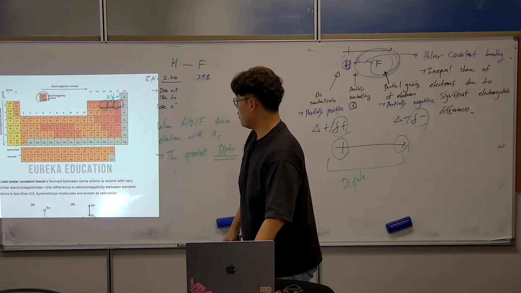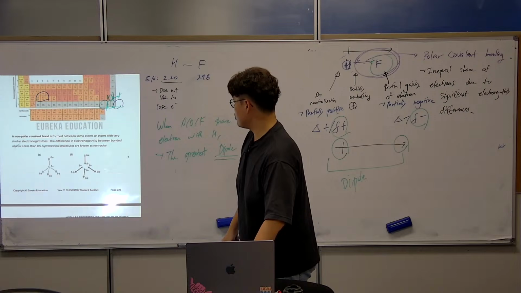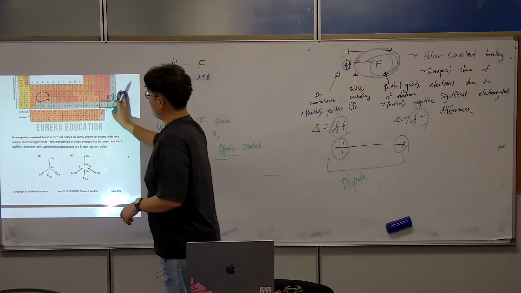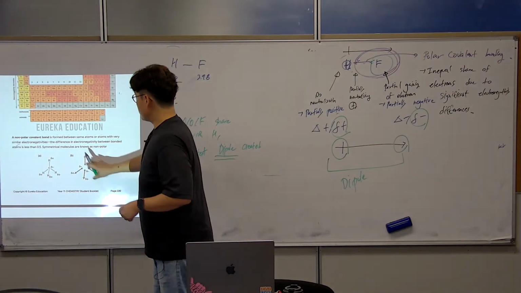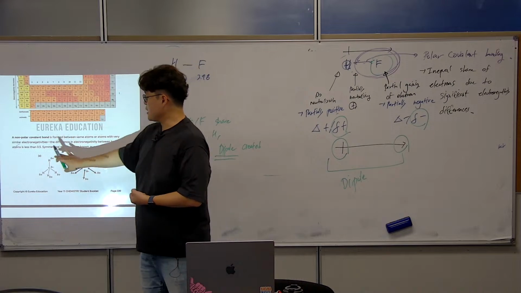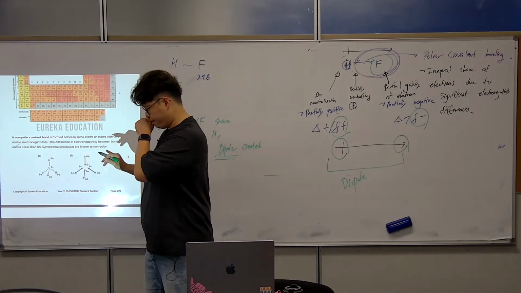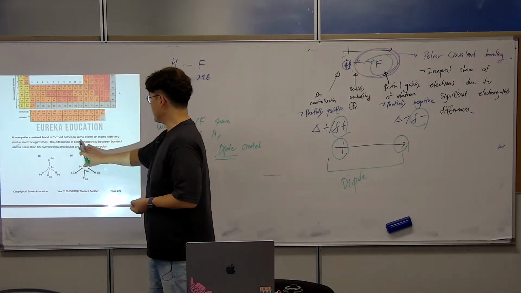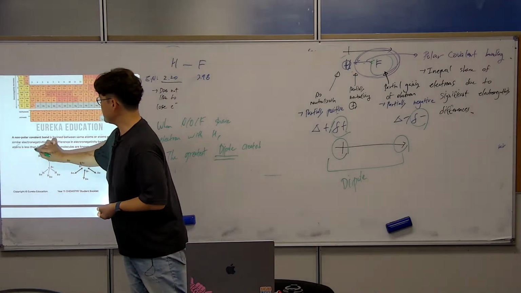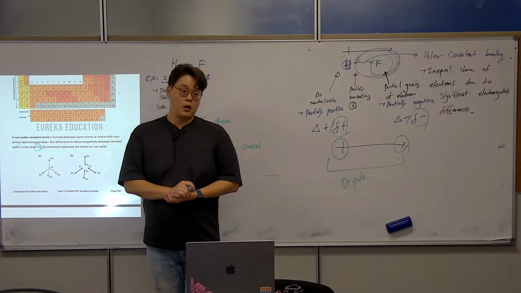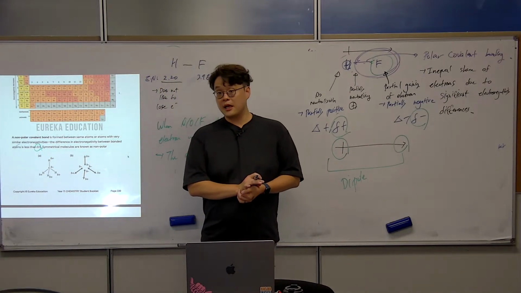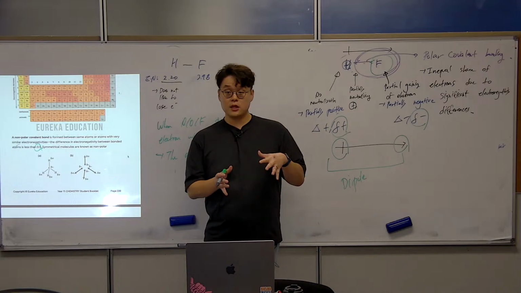So, non-polar covalent bonds are given on your page 220. A non-polar covalent bond is formed between the same atoms and atoms with a very similar electronegativity. Quantitatively, the difference in the electronegativity between bonded atoms is less than 0.5. When they have a difference in the electronegativity that's less than 0.5, we tend to say they're non-polar.